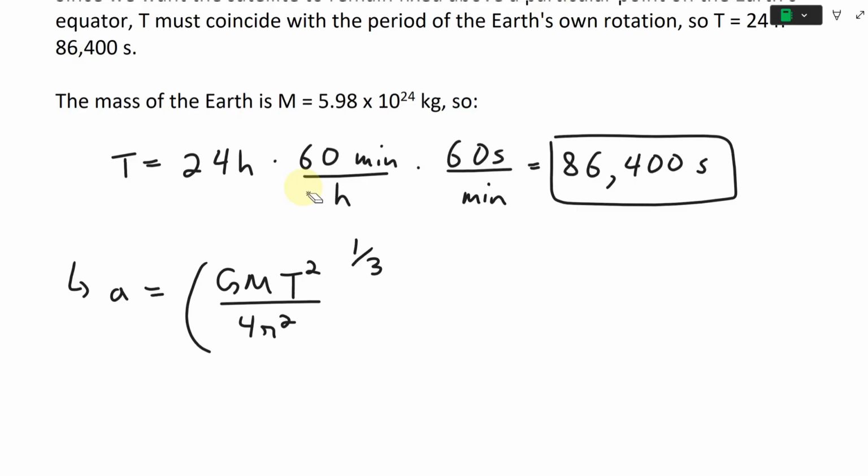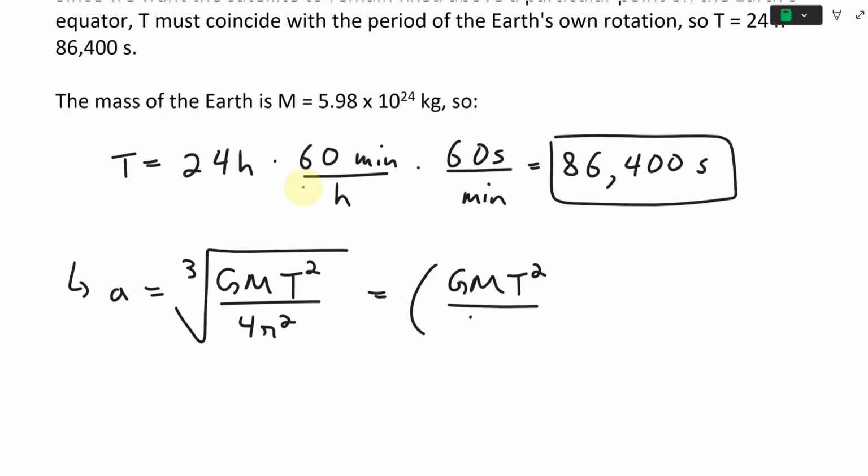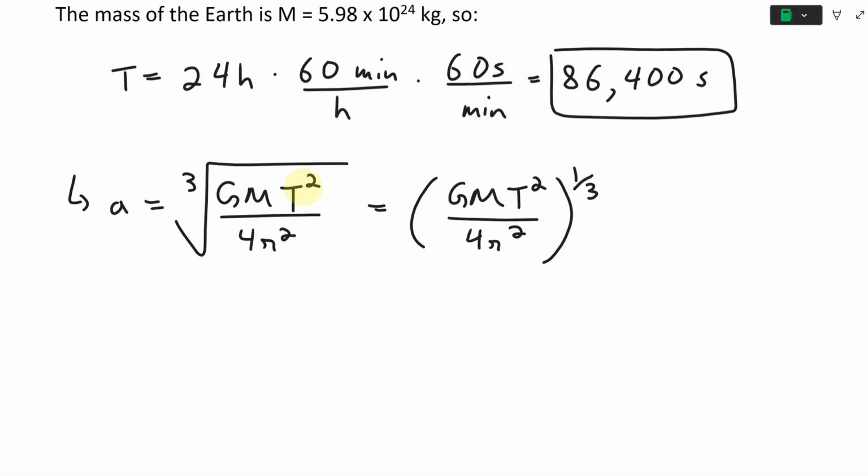So you could do that. Or you could also write it like this. You could also write, I think, like this, with the cube root like that. I'll put both just for completeness. And then this equals GMT squared divided by 4 pi squared, and then this is 1 over 3, like that. I just wanted to write both just for mathematical completeness.